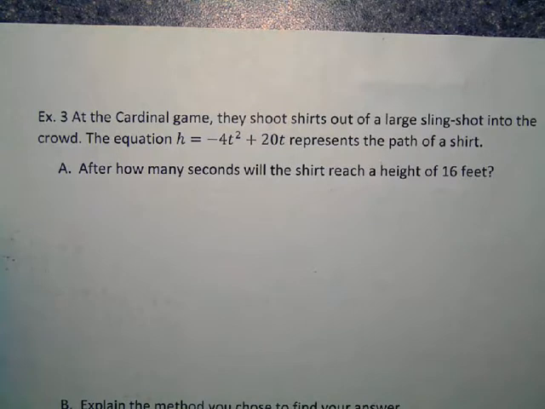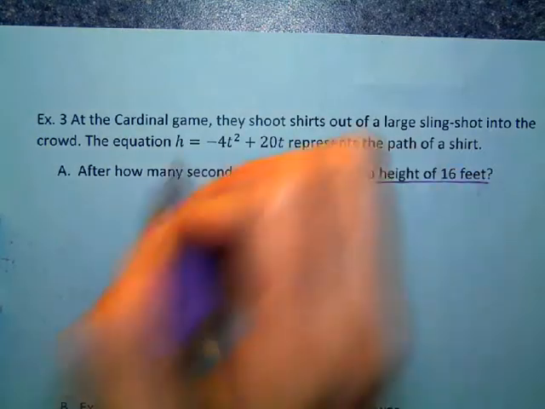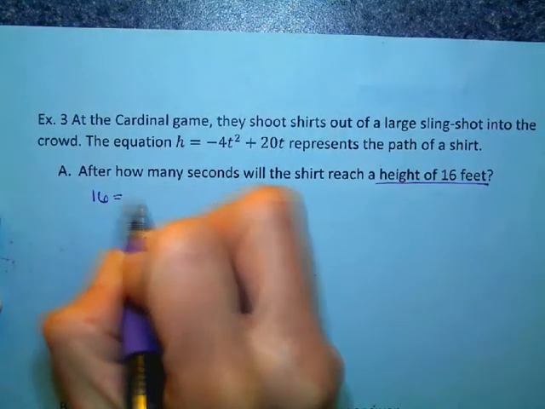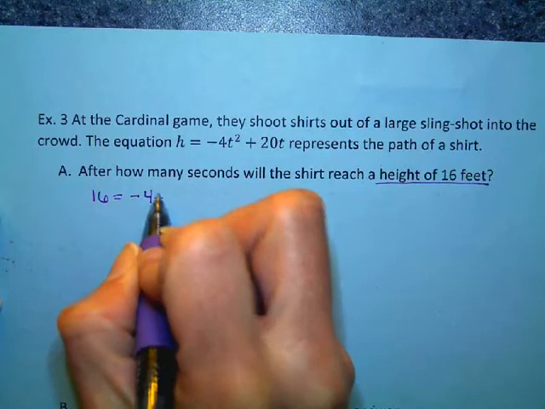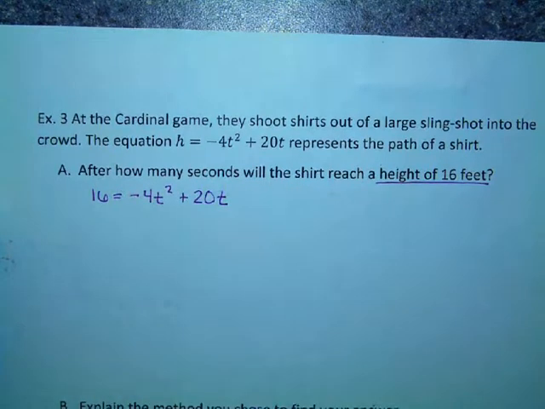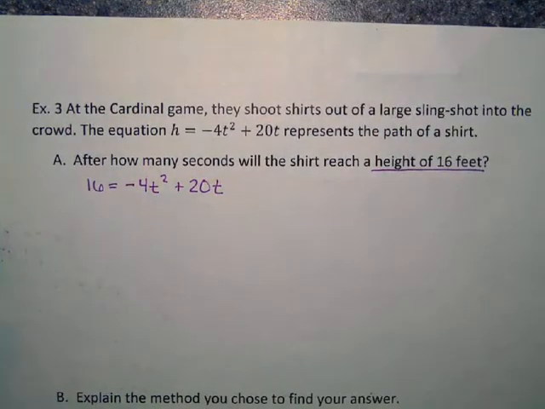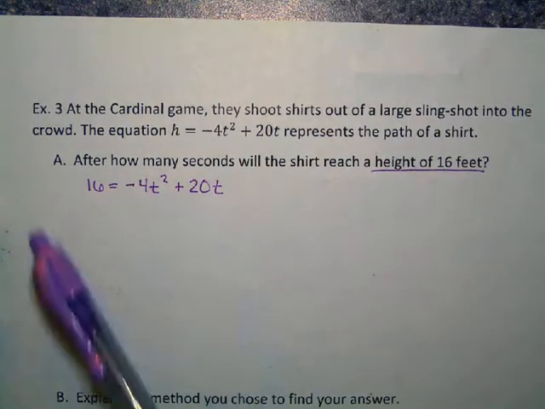So height is 16, so we're going to do 16 equals negative 4t squared plus 20t. This one, remember, we want to set equal to 0 to solve. So we're going to move our 4 to the left. We're going to subtract the 20 to the left.